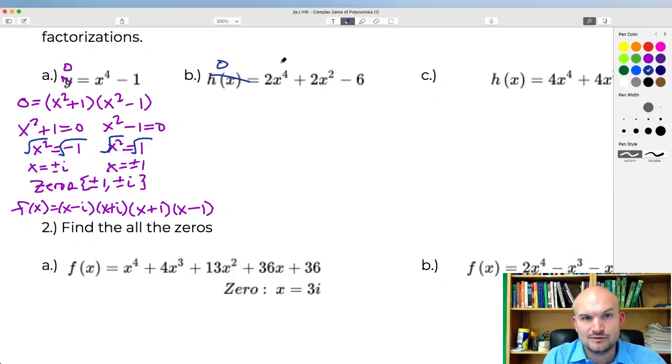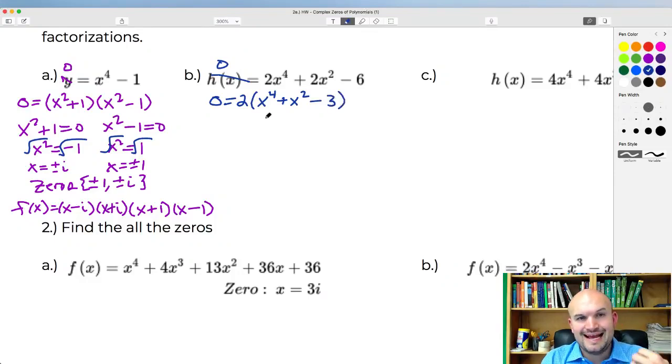We're going to, again, set this equal to 0. So we want to find the values of x that make this equation true. The first thing I notice here is they all are divisible by 2. So I'm going to factor out a 2. So I factor out a 2, and I'm left with x to the 4th plus x squared minus 3. Okay, and typically now you could go ahead and divide out this 2 if you wanted to from the onset, because it's not going to be affecting the value of the zeros. I'm just going to leave it there for right now.